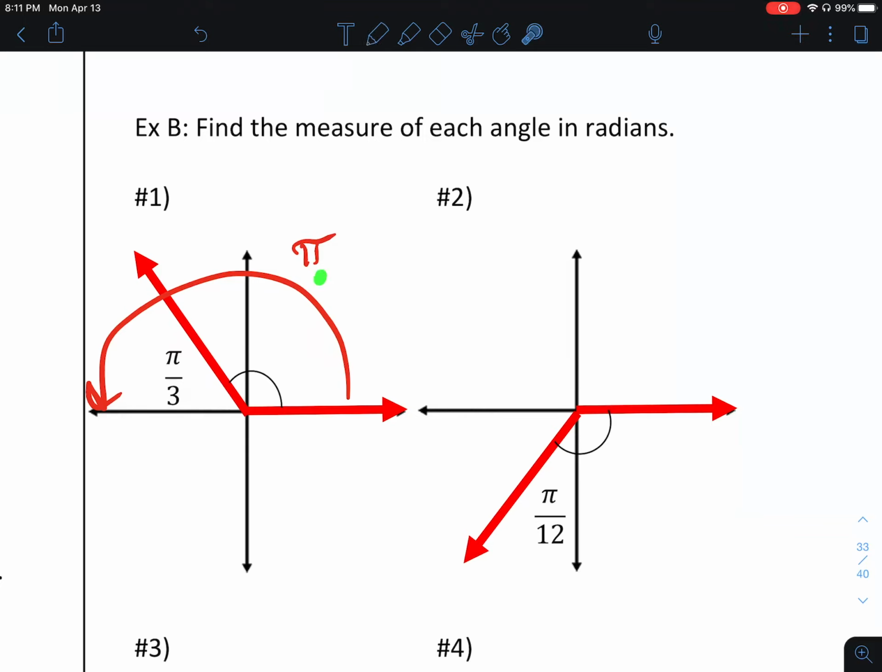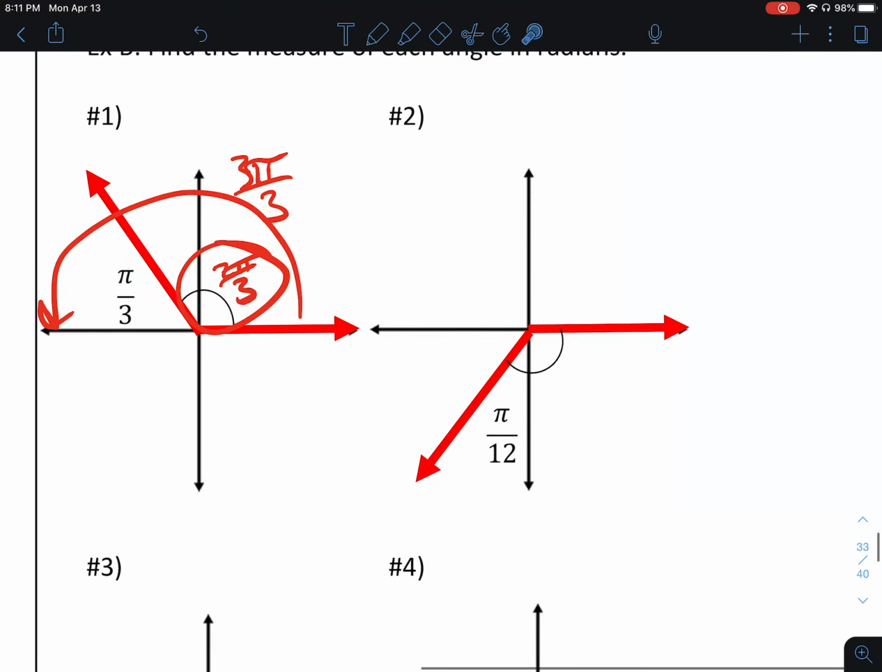And if I want to compare these easier, I want the same denominators. So instead of saying pi, I'm going to say 3 pi over 3. So from 3 pi over 3 to get from here to here, this is the part we're not going to use, so we want to get rid of this part. If we get rid of that part, we're left with 2 pi over 3. In other words, 3 pi over 3 minus 1 pi over 3 is 2 pi over 3. This is our answer. Number 2, going in the negative direction, so our answer is going to be negative.